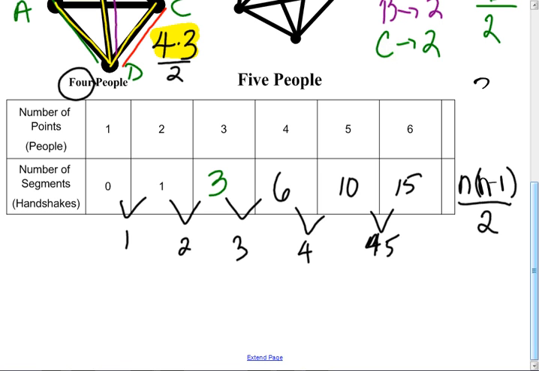So if I have 30 people, then it's 30 times 30 minus 1 divided by 2. Now, I'm an AP Calculus grader. I don't care if you divide it. In fact, on the exam, you don't. Just leave it.